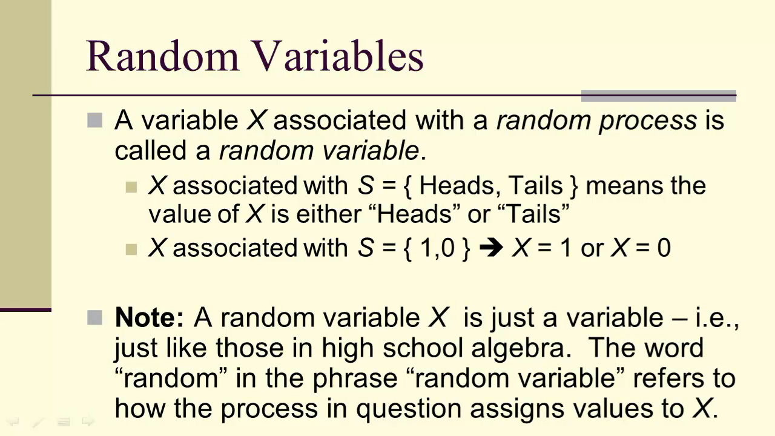So a random variable is just a variable, just like we studied in high school algebra. The word random in the phrase random variable simply means that the variable X in question obtains its values at random.